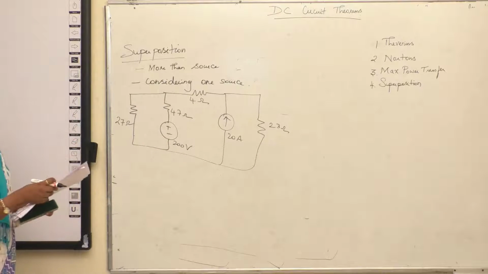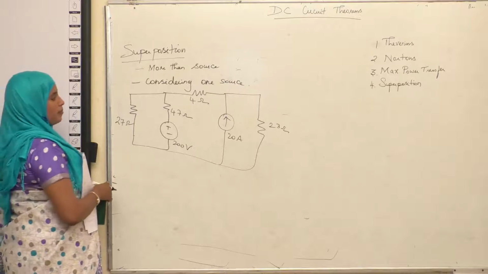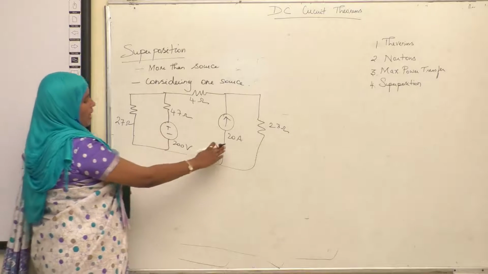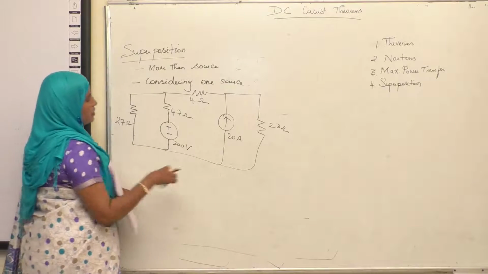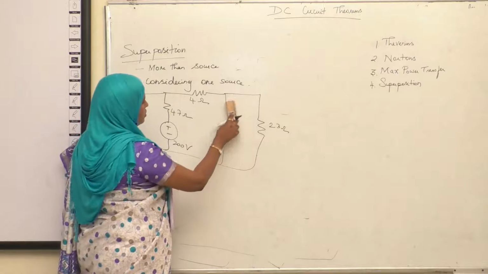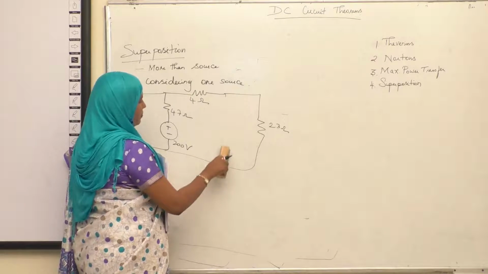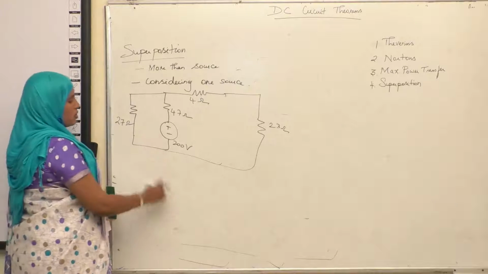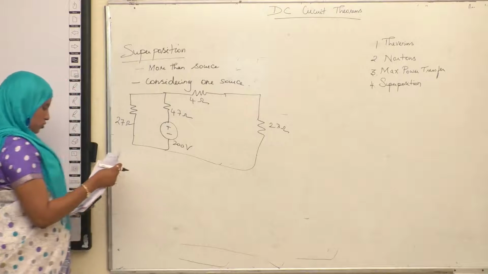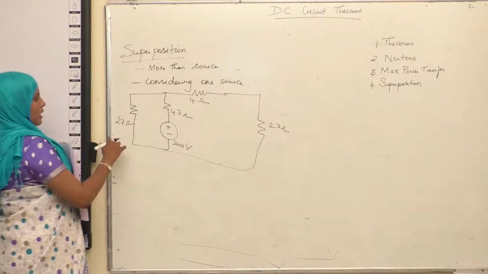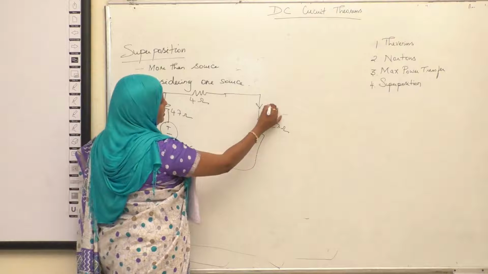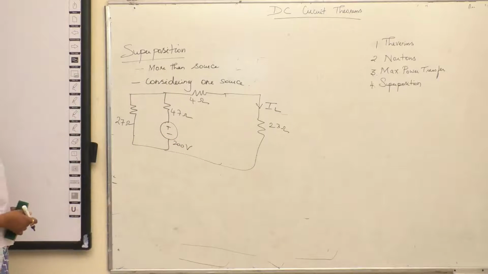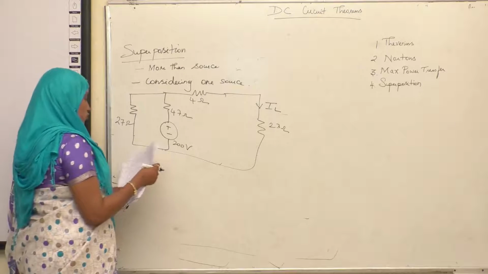So here, first consider any one source at a time. So I am going to consider the voltage source. What I have to do with the current source is, since it is a current source, you just make this open. Now see the circuit, you have only one voltage source. In this, you need to find the current through 23 ohm. That is our aim. How do you find the current through 23 ohm here?